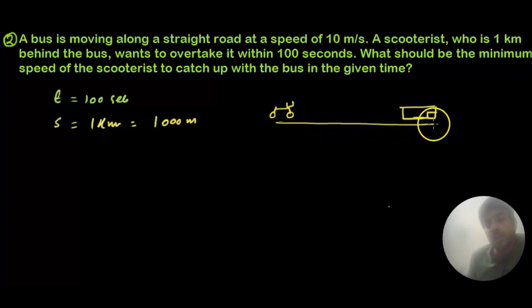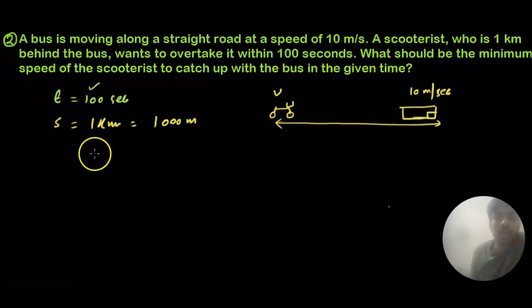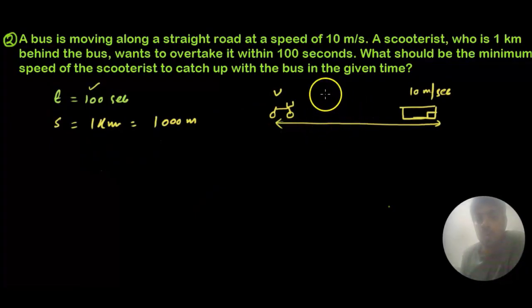This question is basically a relative motion case. If we consider the velocity v of the scooterist, and the bus velocity is already given, which is 10 meters per second. This scooter has to reach the bus, so it has to have a velocity greater than 10, and certainly some velocity so that it can reach in 100 seconds. How can we do this? We will apply a very simple idea. The relative velocity in this case will be v minus 10, because both are moving in the same direction. So the relative velocity will be v minus 10 meters per second.